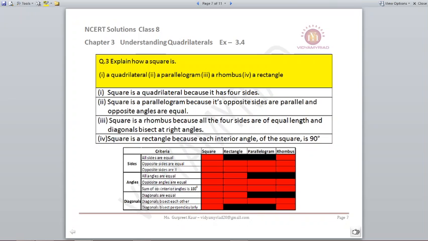About a rectangle, every interior angle, or all the 4 angles, is equal to 90 degrees, which holds true for square and rectangle because all angles are equal in both of them.